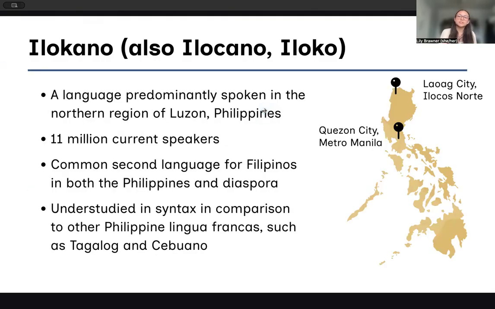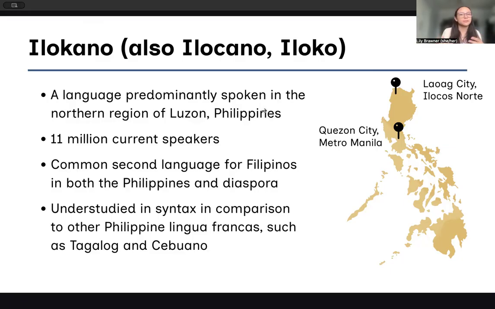Ilocano is a Philippine language spoken primarily in northern Luzon. It has around 11 million current speakers and is widely spoken as a second language both in the Philippines and throughout the Filipinx diaspora. On the map, I've marked Laoag City in Ilocos Norte, which is a major center of the Ilocano-speaking region, and Quezon City in Metro Manila for broader context geographically.